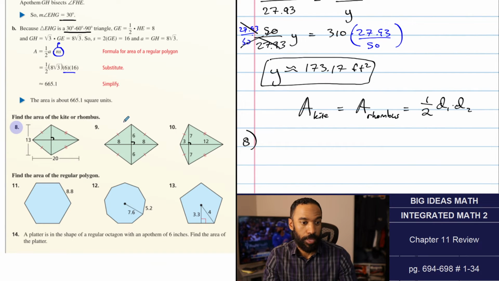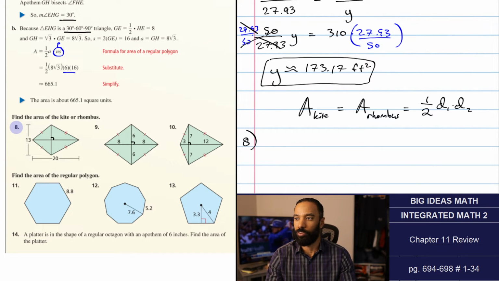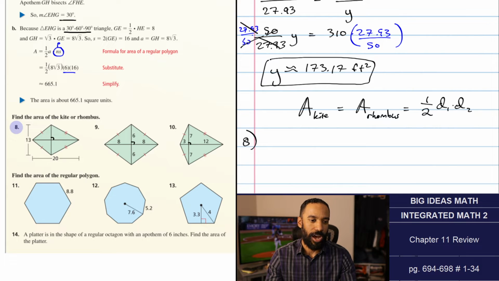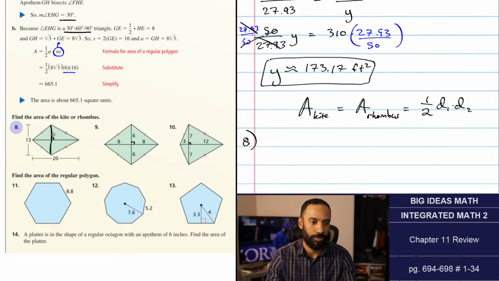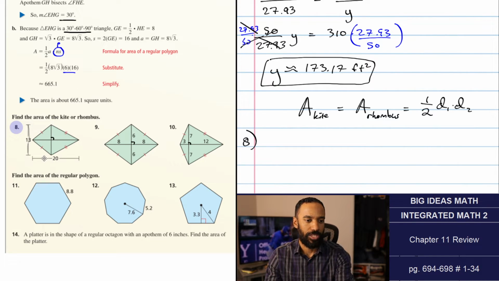So we might have to use Pythagorean theorem things. I don't really know. We'll figure it out. Let's start with number 8 on this kite. This kite has a length here of 13, which means that this diagonal here is 13, right? Right? And then 20 is the length of the other diagonal.